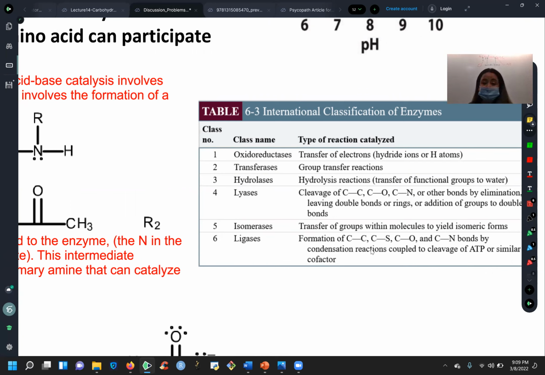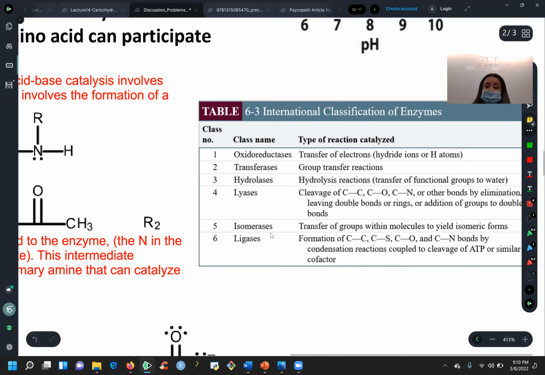Easy, right? Okay. So it says these are condensation reactions coupled to... do you guys remember what a condensation reaction is? A water molecule leaves and a bond forms. Yeah. So it's just the opposite of hydrolysis. Remember that. And it says that it's coupled to cleavage of ATP or a similar cofactor. So that's another clue. If you're given a reaction and you're like, oh my God, there's ATP and a new bond formed, that's definitely a ligase, right?